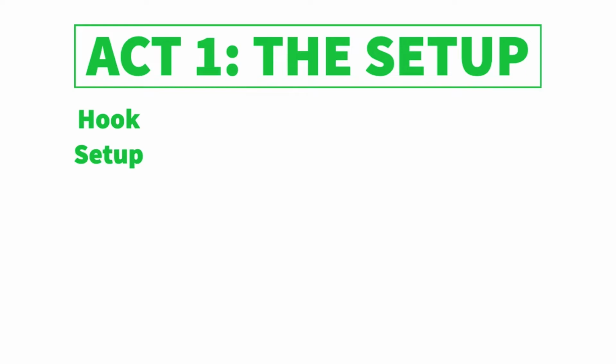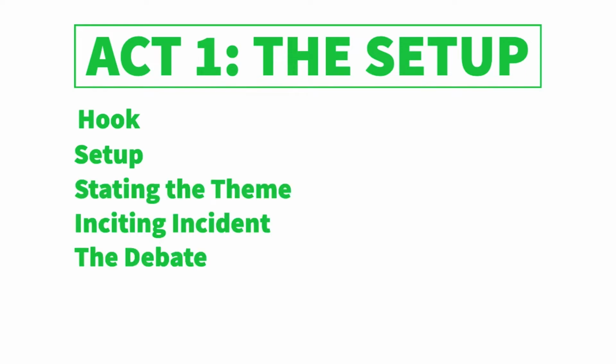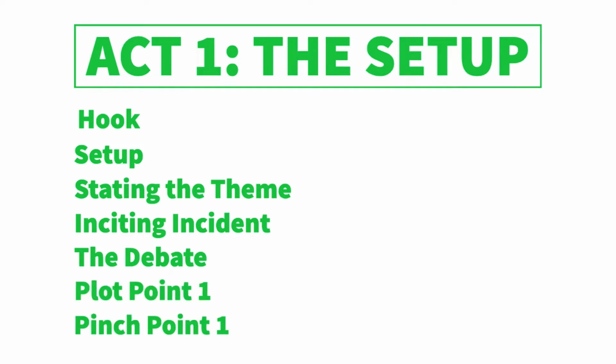So, with that being said, Act 1 goes like this: hook, setup, stating the theme, inciting incident, the debate, plot point 1, and pinch point 1. Let's dive deeper into those, starting with the hook. This plot point exists to start your story off with a bang. It's an immediate intro into your character's internal conflict, what they want versus what they fear.